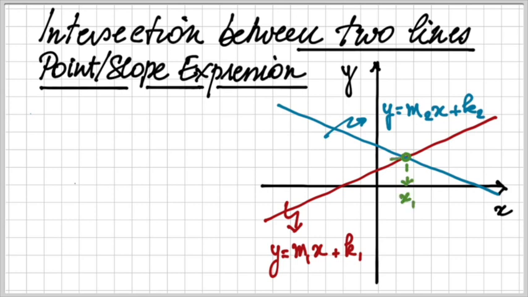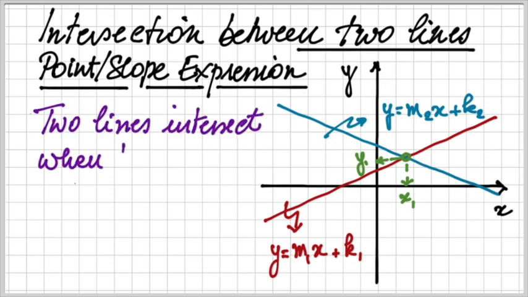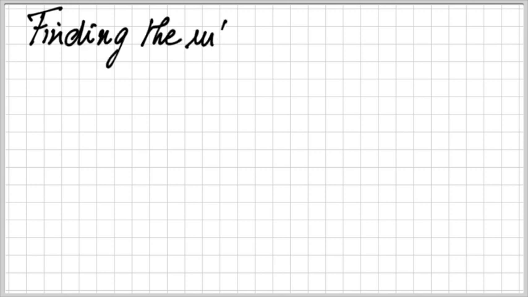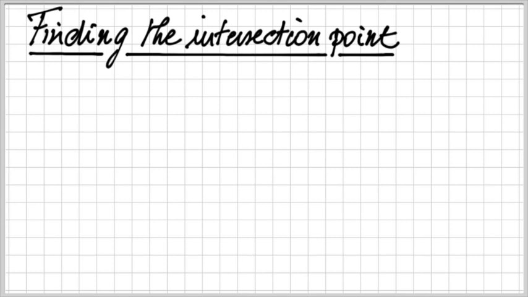It is very important to understand that those two lines have an intersection point x1, y1, and we know that those two lines will intersect because they're having different slopes. So m1 is not equal to m2, and that's a condition for two lines to intersect. So this is what we are going to try to find, and let's have a look at finding the intersection point when we have those two expressions.